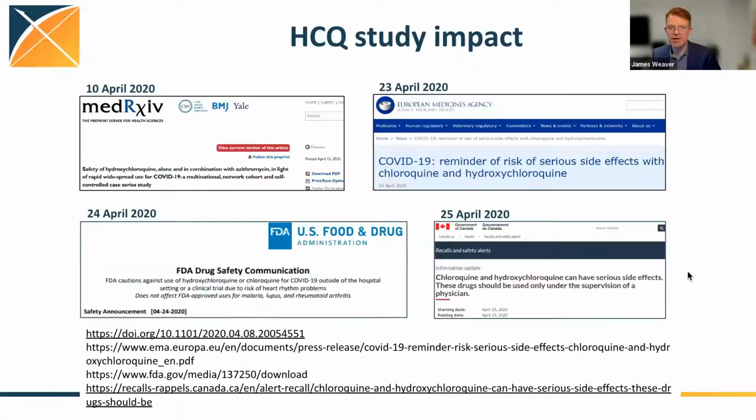Next. But this study's impact came before its publication. We posted a preprint on April 10th, which informed a cited EMA warning less than 2 weeks later, followed by similar warnings by the FDA and Health Canada days later. And I'm very glad this combination therapy wasn't widely adopted across the world, since it's likely to have harmed a great number of people already harmed by COVID infection.